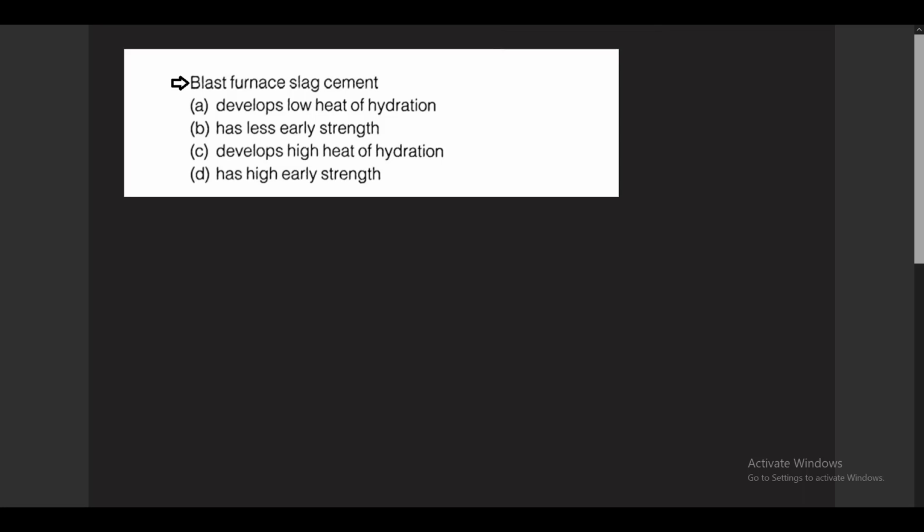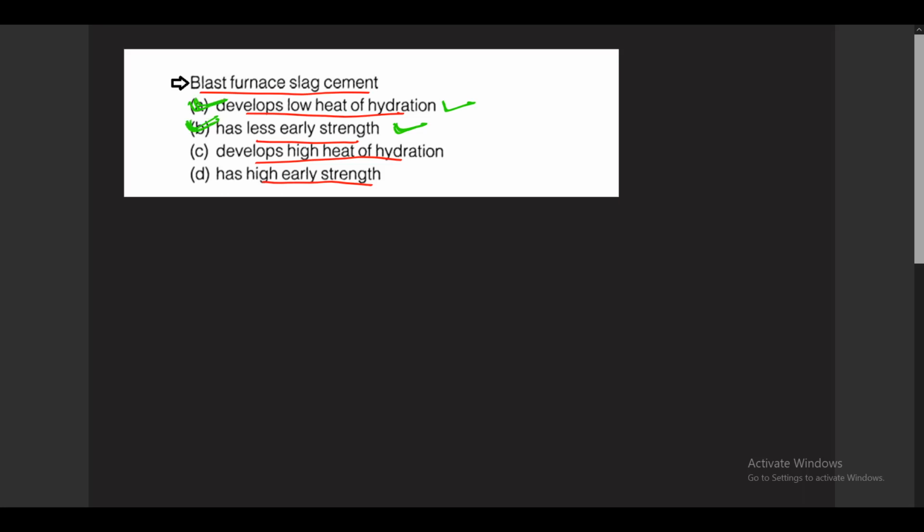Okay, it is about the blast furnace slag cement. What is the question? The options given are: develops low heat of hydration, has less early strength, develops high heat of hydration, and has high early strength. If you remember, I discussed this blast furnace slag cement in the third or fourth question, and at that point I said it develops low heat of hydration and it has less early strength. So option A and option B both are the correct options.